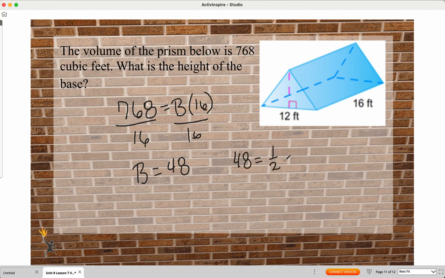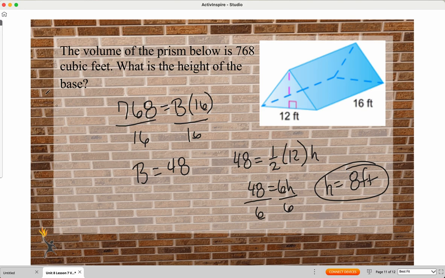From here, if I know big B is 48, it's also equal to 1/2 of the base, which in this case is 12, times the height, little h. So 1/2 of 12 is 6, so 48 is equal to 6h. Divide both sides by 6. The height of this shape is 8 feet.